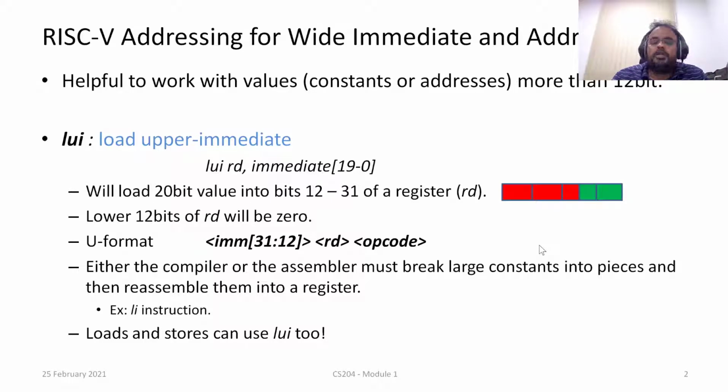And a combination of this LUI can be used by loads and stores also. Why not? If you want to get the value from an address, where the base register is there, but the offset is more than 12 bits, we can use a combination of LUI there also. So I'm going to provide the RISC-V summary .pdf book. Do go through the page numbers 58 and 59 to understand how and what LUI is.